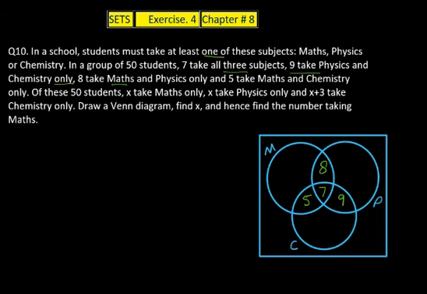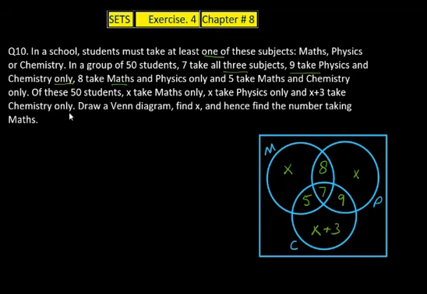Of these 50 students, x take maths only. Maths only means this portion is maths only, so this is x. Comma, x take physics only. Once again, this portion is physics only, so this is x. And then it says x plus 3 take chemistry only, so this is the chemistry only portion, so this is x plus 3. See, this is the way you fill up all the portions.